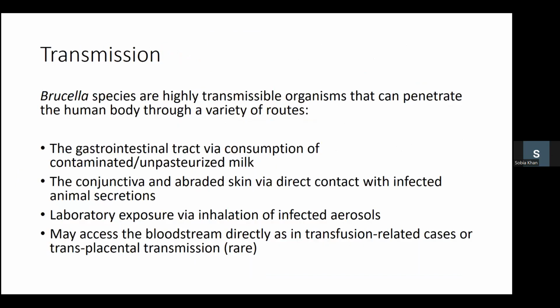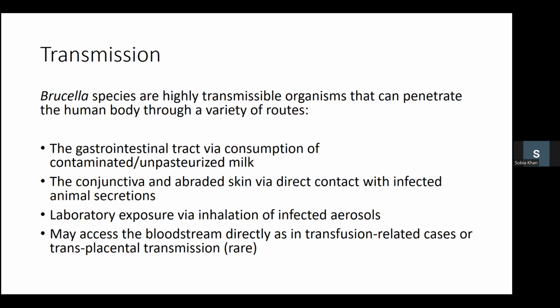So transmission, Brucella species are highly transmissible organisms that can penetrate the human body through a variety of routes. They include the gastrointestinal tract via consumption of contaminated or unpasteurized milk, the conjunctiva and the abraded skin via direct contact with infected animal secretions, and laboratory exposure via inhalation of infected aerosols. It may also access the bloodstream directly, as in transfusion-related cases or transplacental transmission. So I was talking about this third point, laboratory exposure via inhalation of infected aerosols.